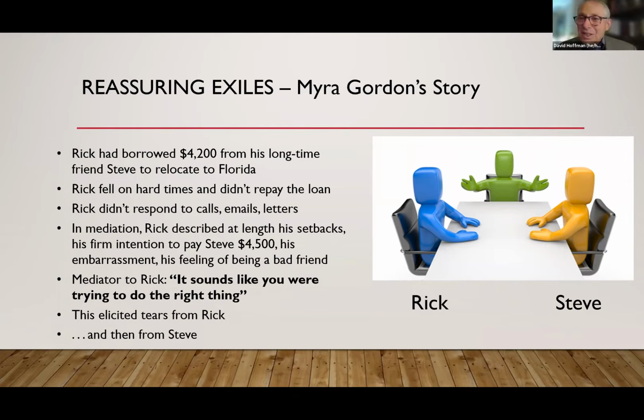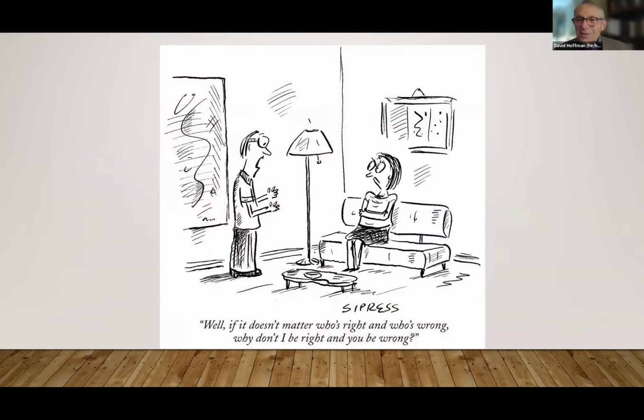And as a mediator, I can just tell you that if people are sitting there looking into each other's eyes and they are weeping, they are vulnerable. They are experiencing a self-to-self connection. There's more self-energy in the room when they have let their protective parts take a big step back and really connect with each other. Another story, got to be a New Yorker cartoon. If it doesn't matter who's right and who's wrong, why don't I be right and you be wrong? This cartoon sort of illustrates the point about how much we care about being a good person. And that showed up in the room with Steve and Rick.